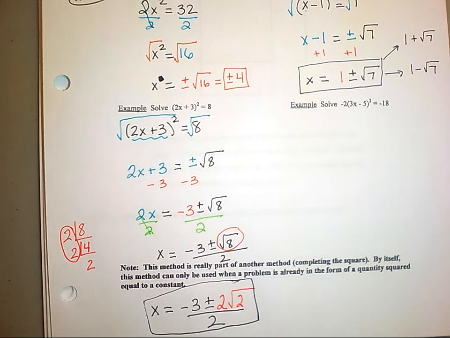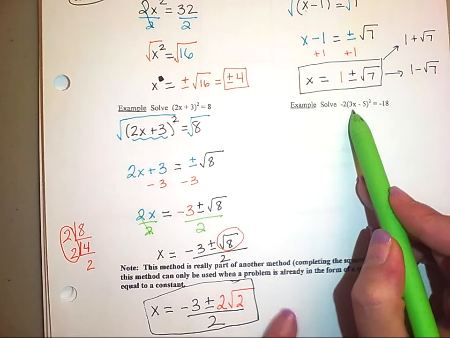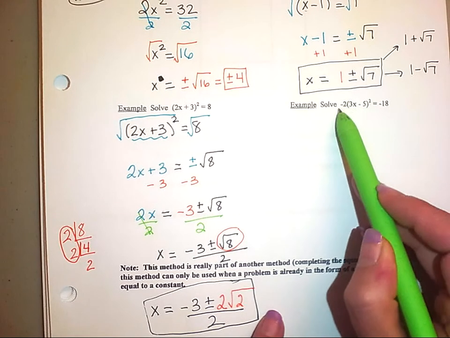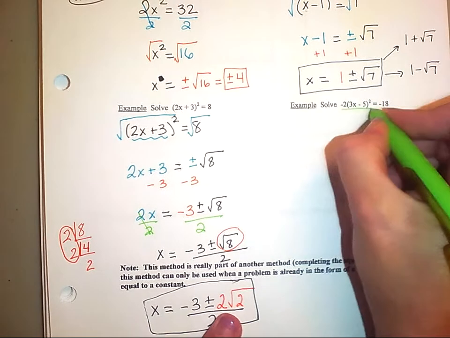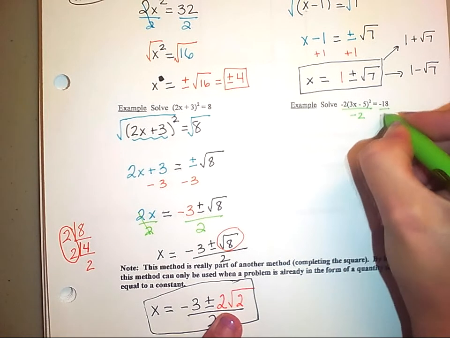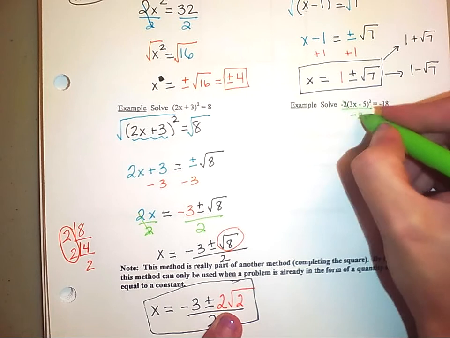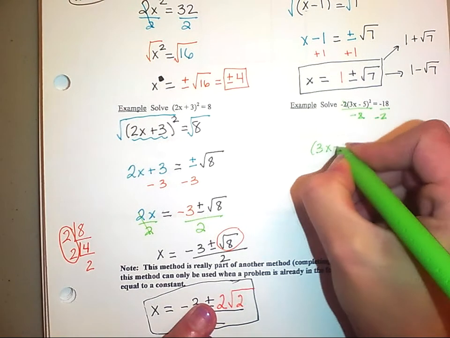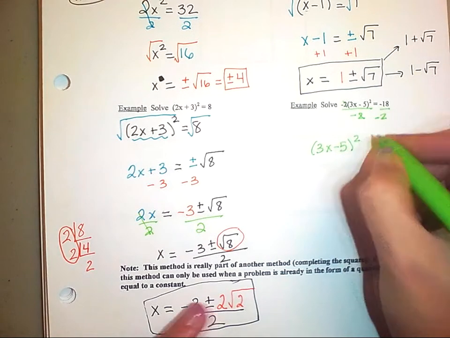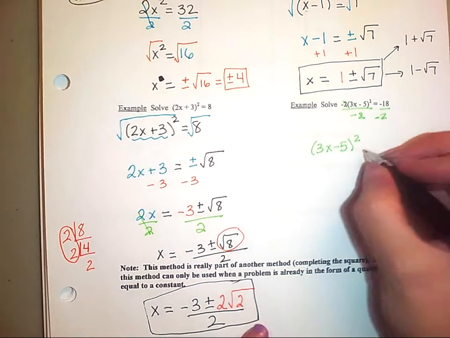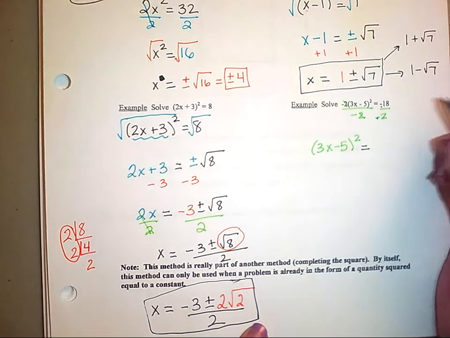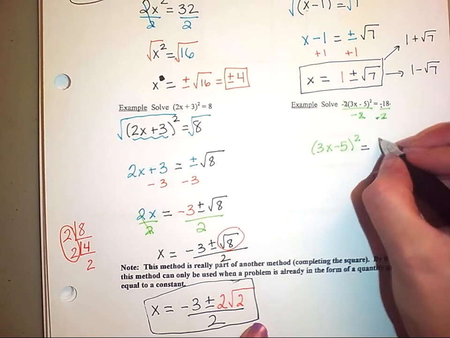Now in this case, we have a quantity again that's being squared, but it's also being multiplied by negative 2. So let's divide by negative 2. And the negative 2's will cancel. And on this side we'll have the quantity 3x minus 5. That quantity squared must be equal to, well, the negative and negative become positive, and 2 goes into 18 9 times.